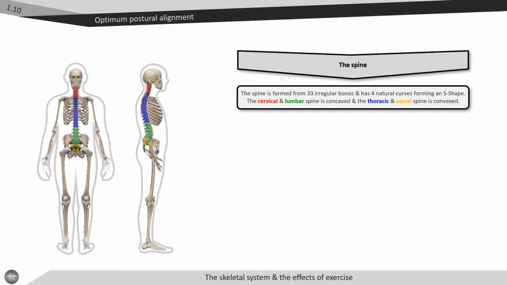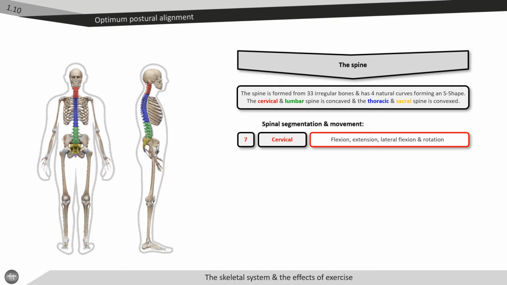The different segments and movement possibilities in each section include the cervical spine, which has 7 vertebrae and allows for large movements such as neck flexion and extension, lateral flexion and extension, and rotation. The cervical spine has the greatest amount of lateral flexion and rotation of any region of the spine.